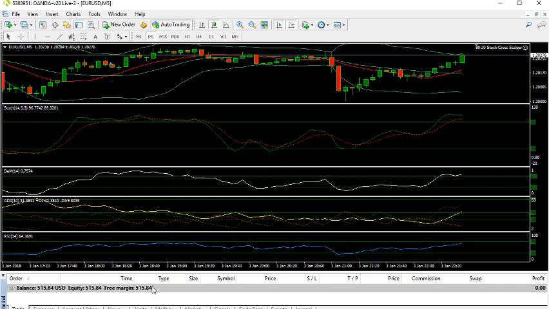Let's see, what can I talk about while we're waiting for this to do its thing? I wanted to talk about free margin. Here you can see that my balance is $515, and my equity is the same and my free margin is the same.